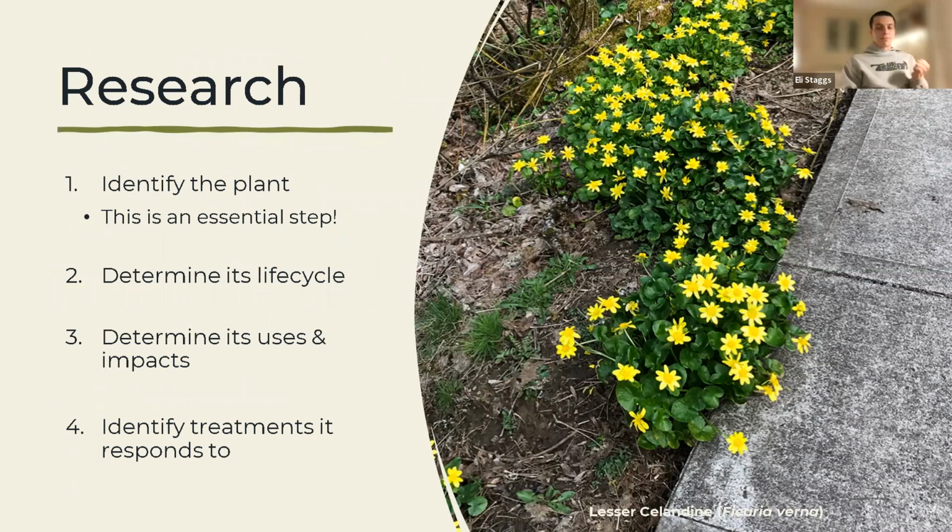So after asking ourselves our why, we move into researching the plant. There are 4 key pieces of information we want to learn about a weed when we're going to move into controlling it. First and most importantly, we need to learn the plant's common and scientific names. Learning the correct identity of a plant opens up all the doors for finding the answers to all the questions we might have about that weed. With correct identification, we can learn the life cycle of a plant, all of its uses and impacts, and any treatment methods that plant might respond to.